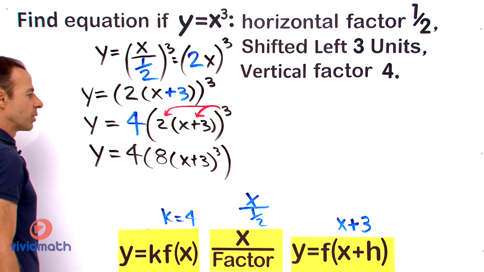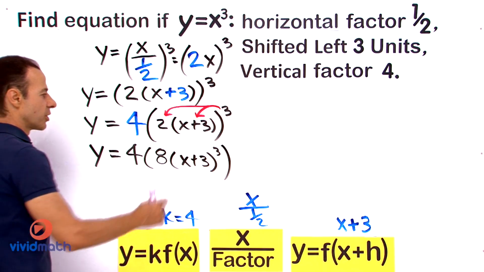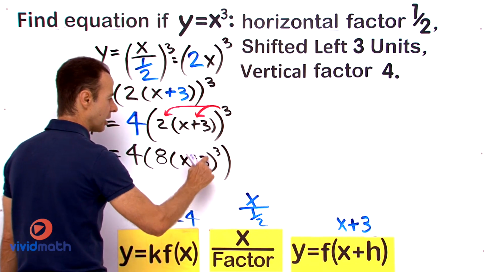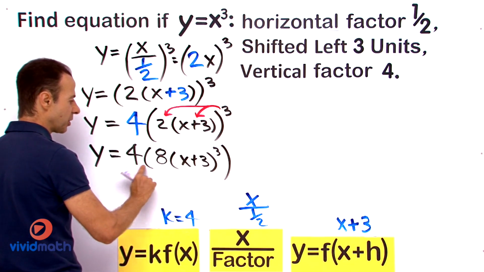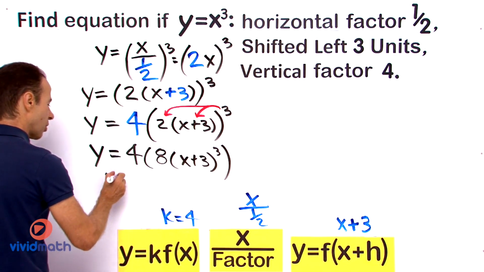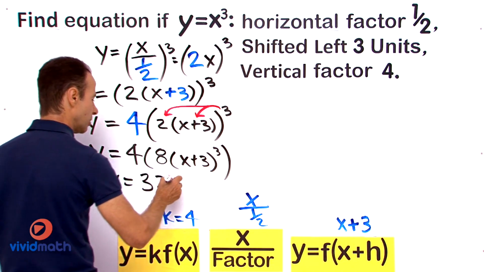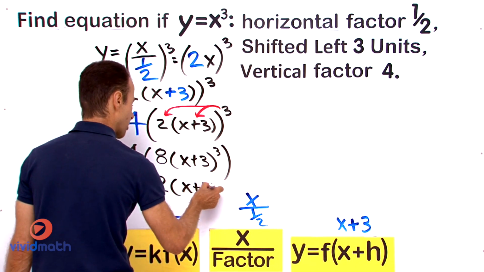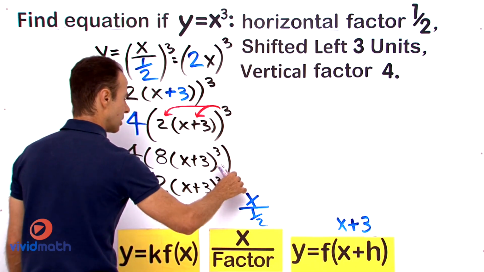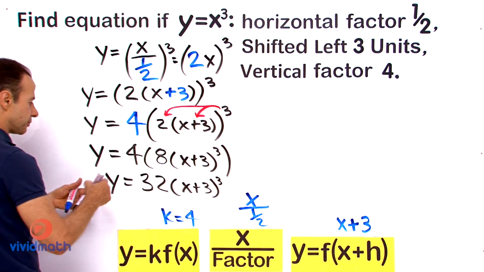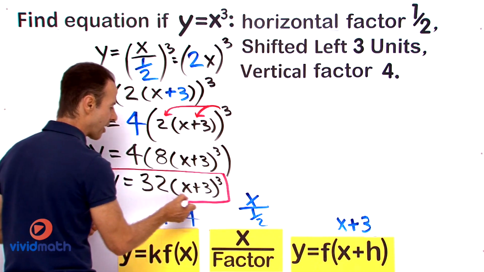Okay, now we can further simplify this. Well, the cubed only applies to the x plus 3, but it doesn't apply to the 8. So we can multiply these two guys, 4 times 8. So y equals 4 times 8 is 32. That's 32 x plus 3 all cubed. And there you go.